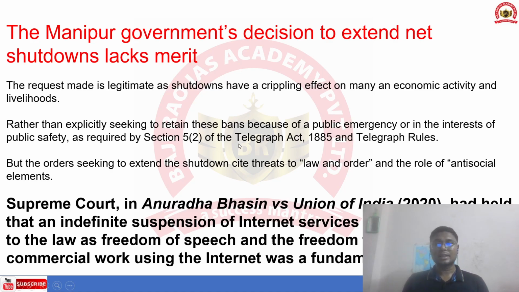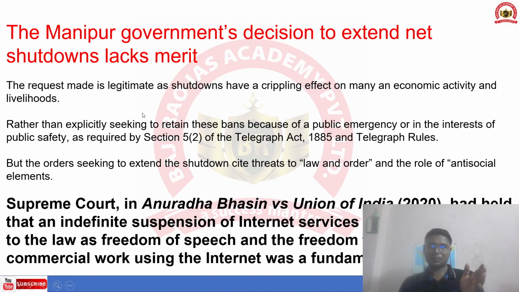So is there any law regarding the shutdown of the internet? Yes, it is the Telegraph Act 1885. In this, Section 5 sub-clause 2 says that because of public emergency or in the interest of public safety, we can impose the internet shutdown. But what the Manipur government is trying to say is that they are trying to shut down on the basis of law and order issues and antisocial elements.